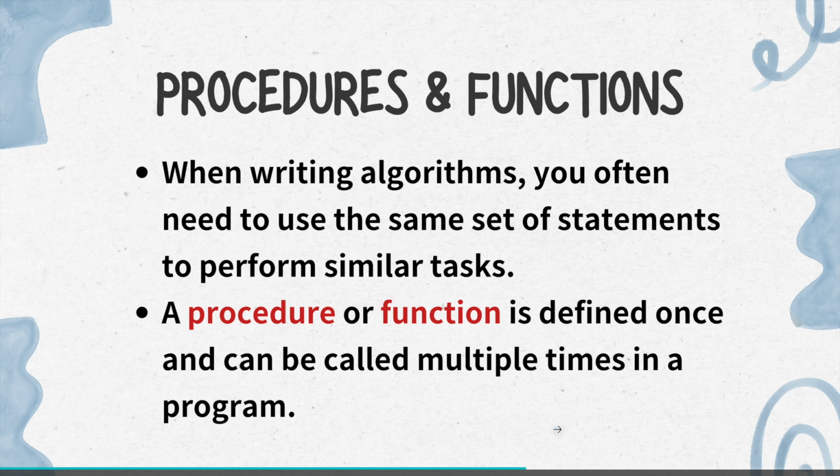When writing an algorithm, there are often similar tasks to perform that make use of the same group of statements. Instead of repeating these statements and writing new code every time they are required, many programming languages make use of subroutines, also known as procedures or functions. These are defined once and can be called many times when we need them in a program.